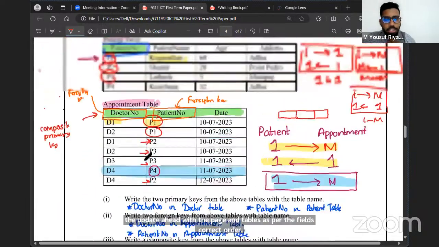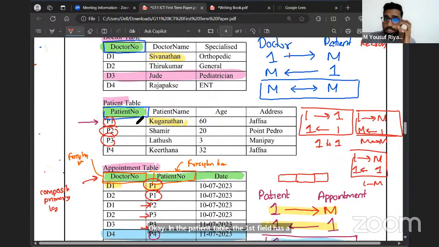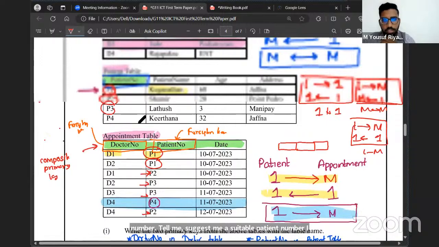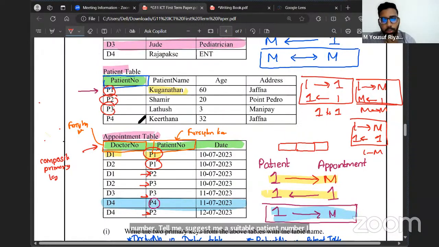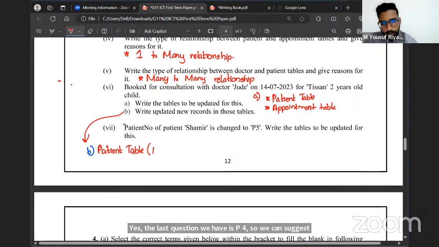Okay. In the patient table, the first field is the patient number. Tell me, suggest me a suitable patient number I can give for Tisan. Tell me a suitable patient number I can give. Yes. The last patient we have is P4, so we can suggest P5 as the next. Okay. So I'm going to give the patient number as P5.